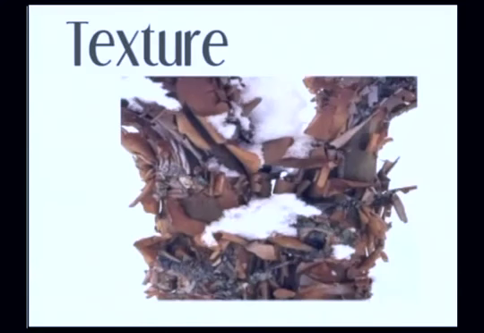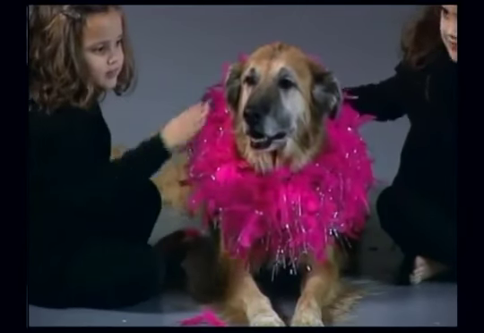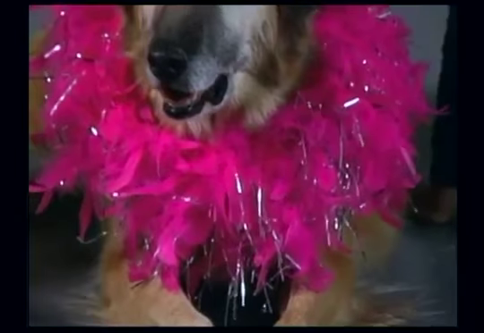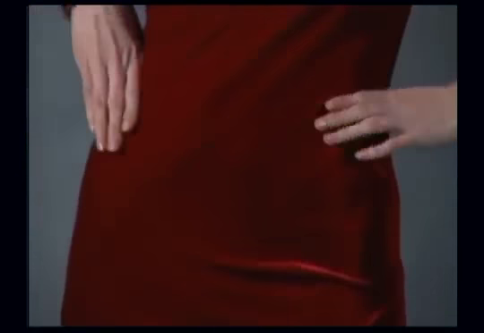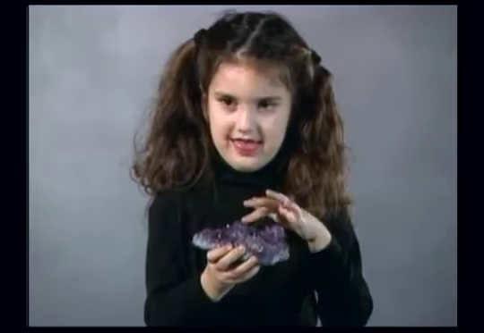The third element of design is texture. Texture is the way a surface feels when we touch it. It also refers to how something looks as if it might feel if we were to touch it. A soft velvet dress, a prickly cactus, a pointed rock, a smooth piece of silk.